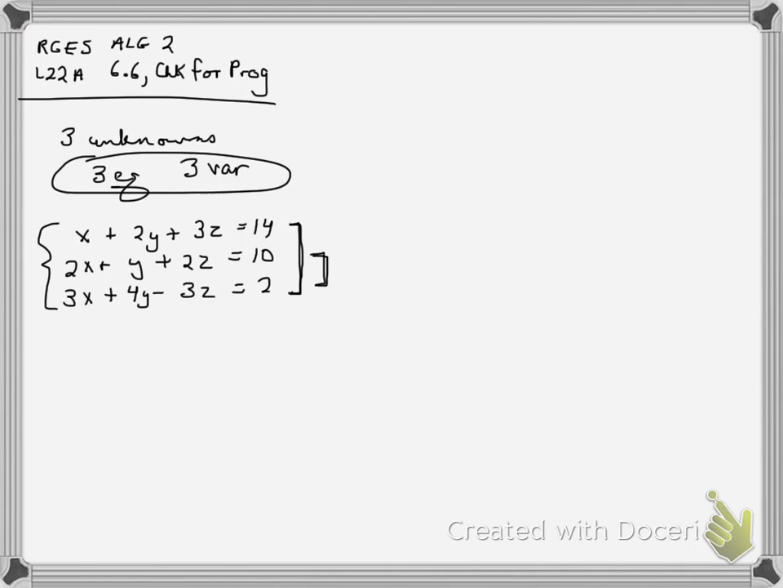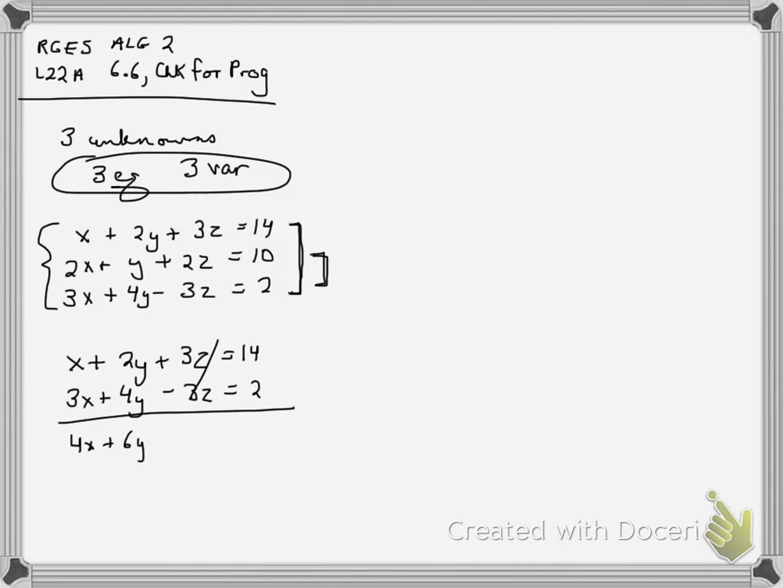Well, when I'm looking at the first and the third, you know what, I'll just go ahead and write it out so it's very easy for you to see. Now I did that because it makes it easy with my z's right there, and so I'm going to get 4x plus 6y equals 16. So that's the first step.